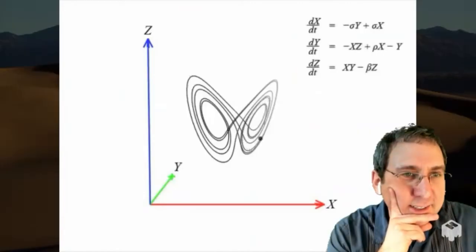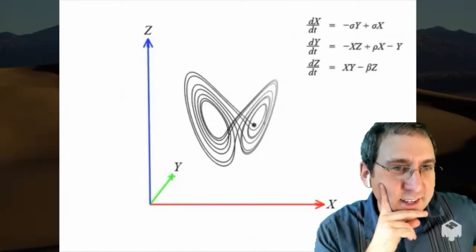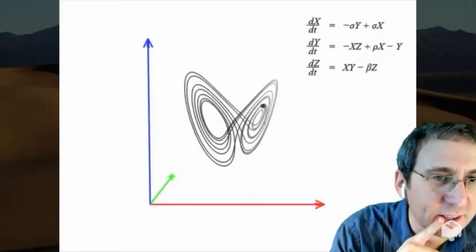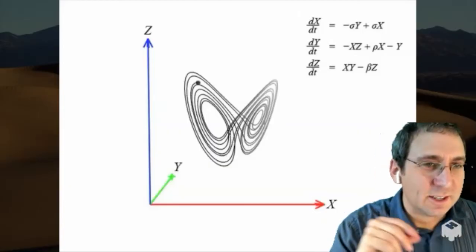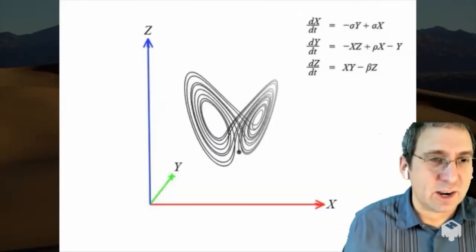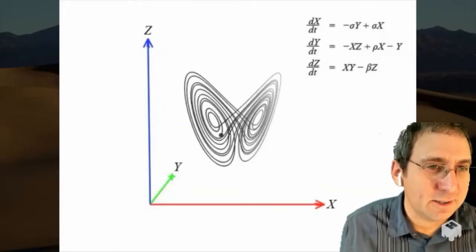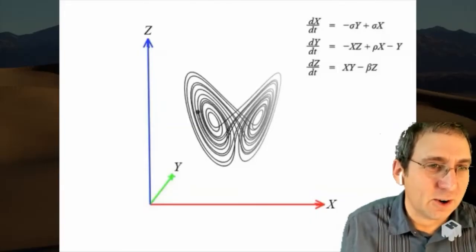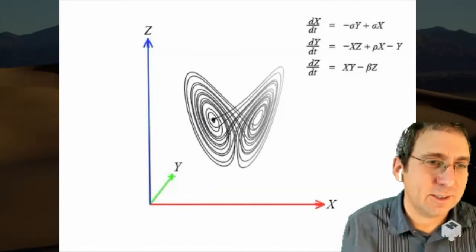It's 3 ODEs: dx/dt, dy/dt, dz/dt. There isn't even much nonlinearity. There's an x times z and an x times y, but the way that the state moves around is rather unpredictable. Just looking at it now, is it going to keep going around that left lobe, or is it going to turn around and go to the right?